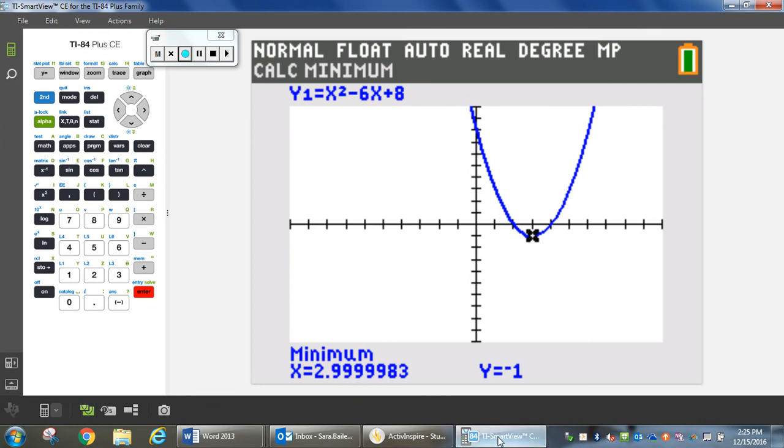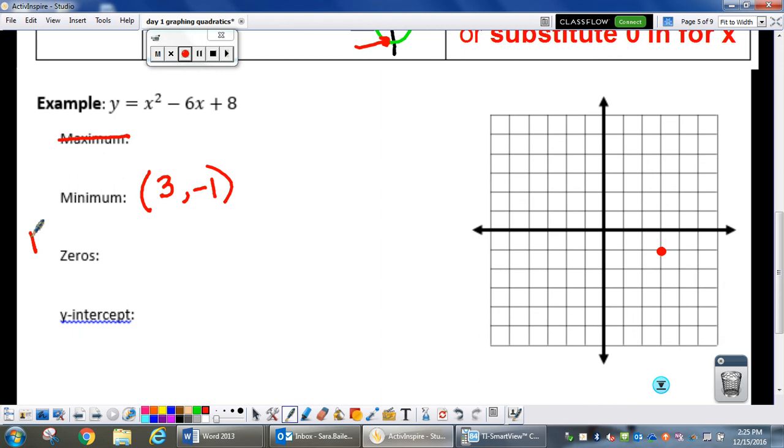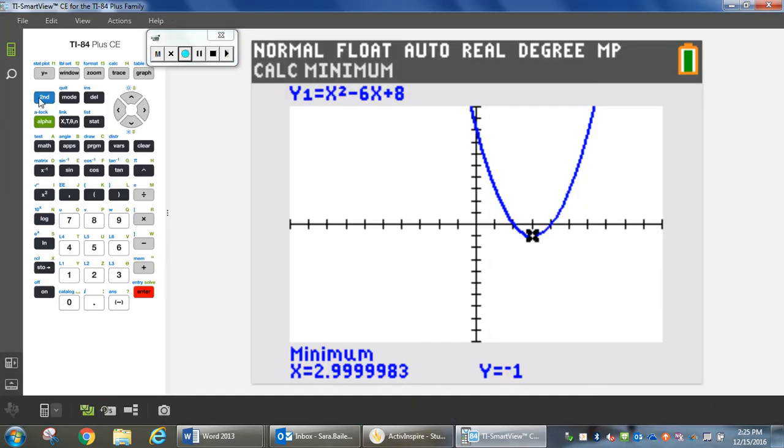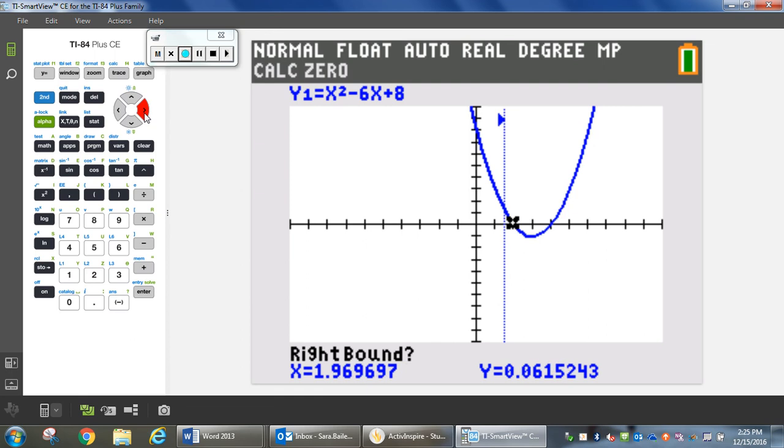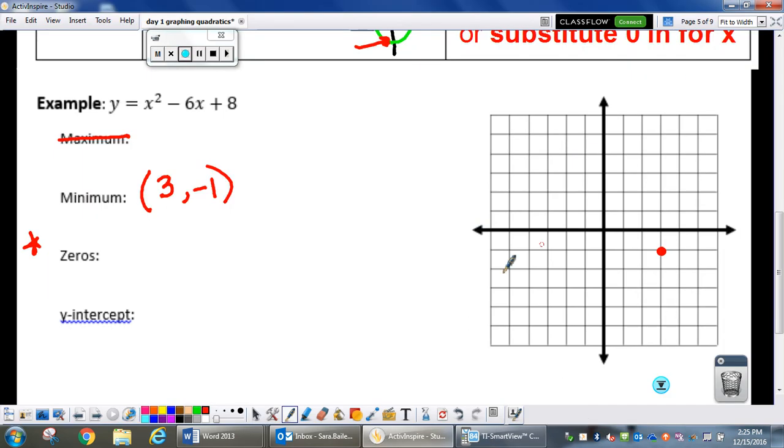0 right about there. So remember, you're going to have to do this step twice. Okay? So second calc, 0. I typically start with the leftmost one, so I'm going to be trying to find that 0 right there. So I go to the left of that 0, enter, and then I go to the right of that 0. So you're working on one 0 at a time. Okay? So now one of your zeros is 2, 0. So you would plot 2, 0.